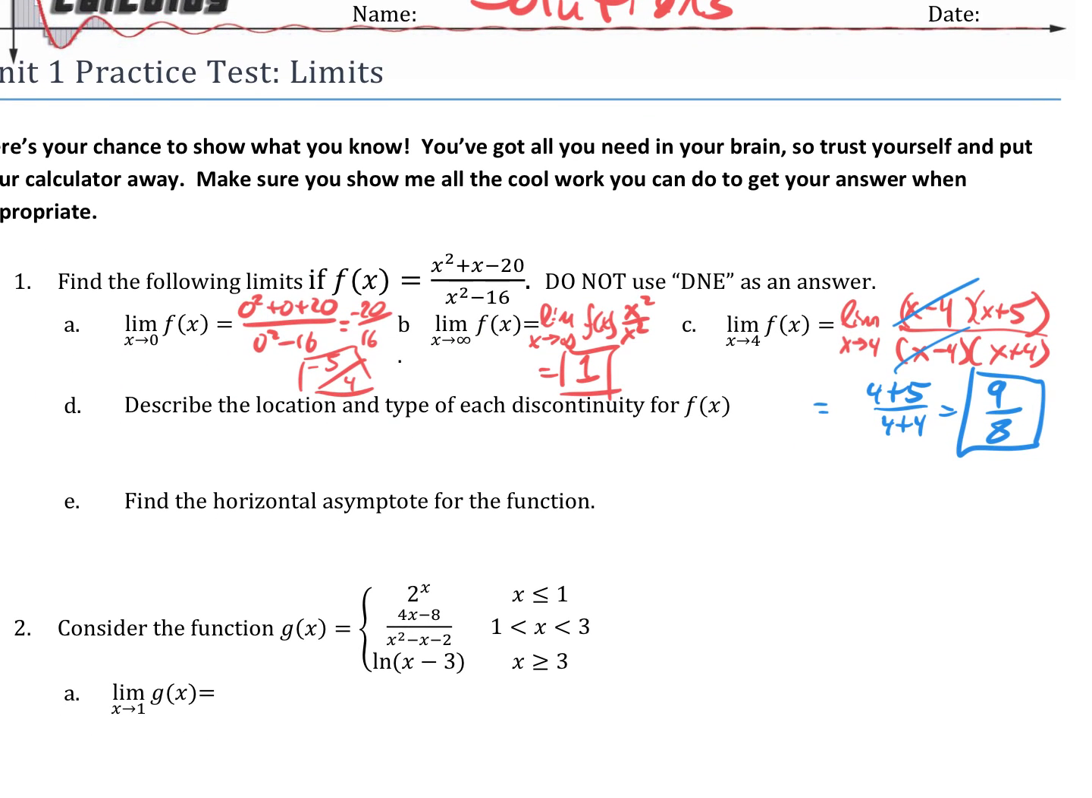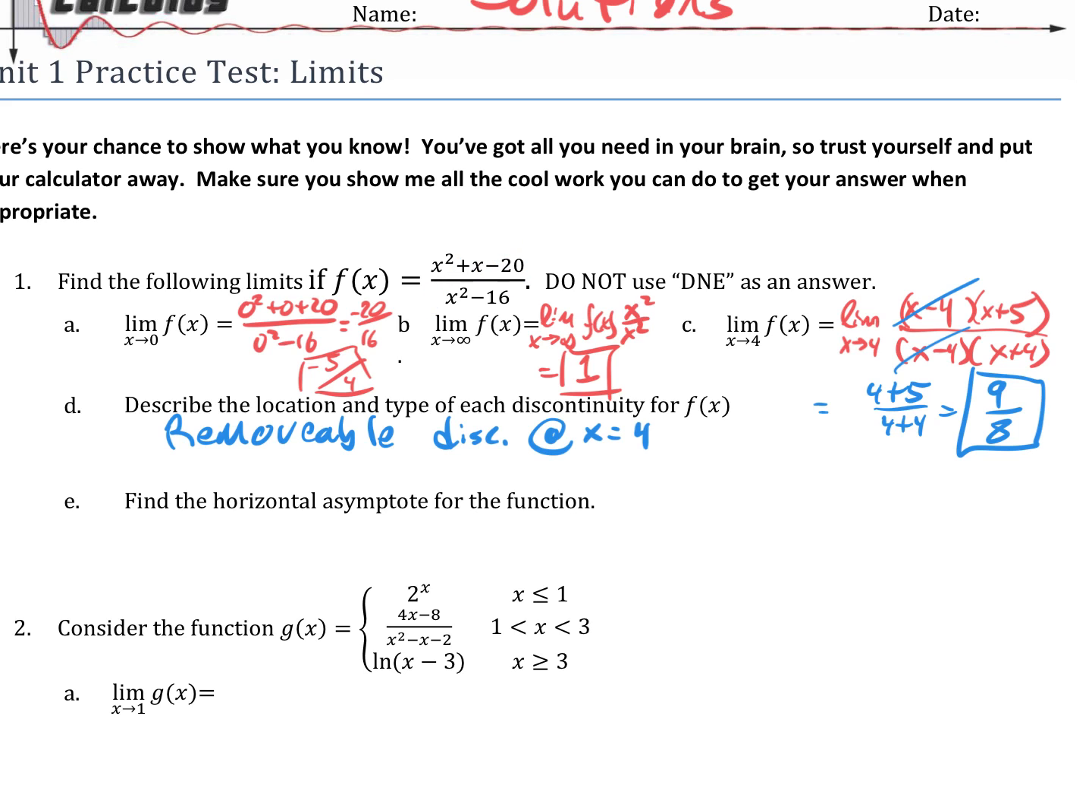All right, so let's talk about discontinuities for this function here as we analyze it. So where are the problems? Well, the problems happen when x is 4. We kind of saw that. Now x minus 4, which causes the problem here, cancels. So that is a removable discontinuity at x equals 4. So 4 can be removed by canceling.